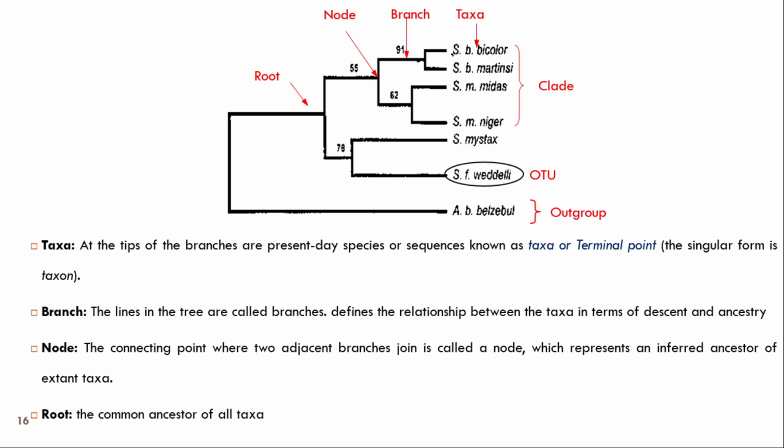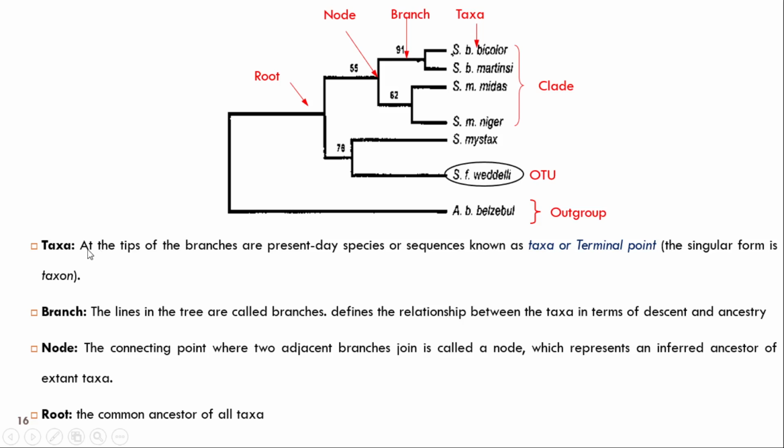Before we go for a deeper understanding of phylogenetic analysis, we should be aware of certain terminologies that we use in a phylogenetic tree. Here you can see, as an example, I have put one phylogenetic tree, and different terminologies are there that we should understand. I have downloaded it from the internet, and I'm just explaining what the different terminologies are here.